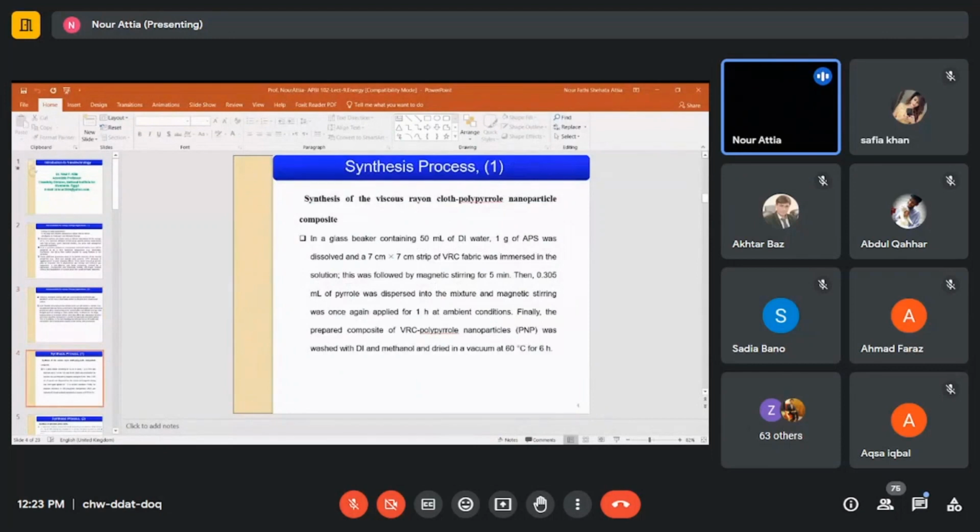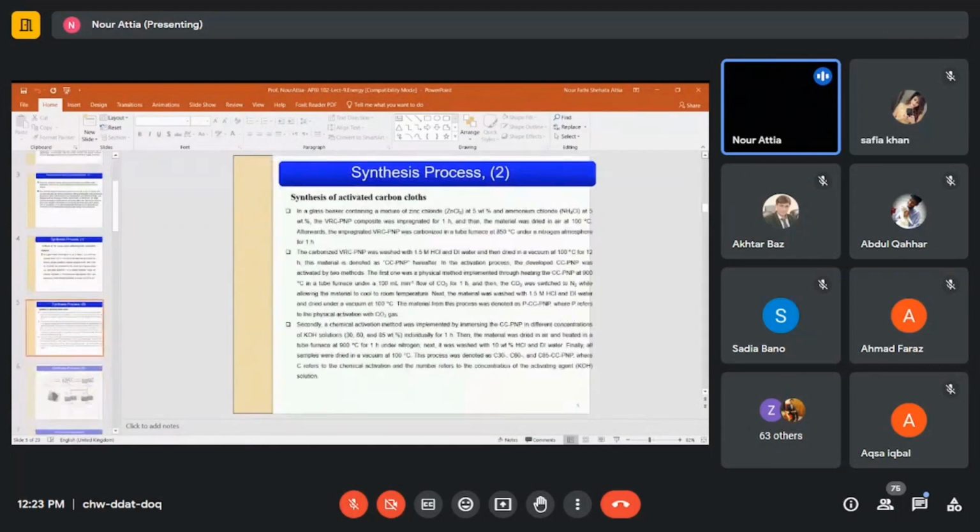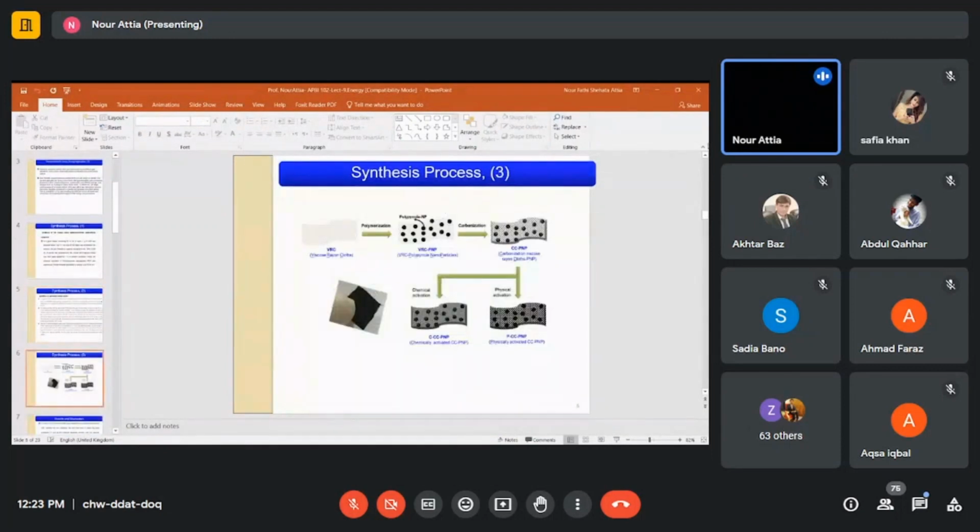Here I will not give much detail, I will just give the picture, because it gives a sense of what we do. We used nanoscale material to develop a double-sided nanoporous material. Initially, we take the viscose rayon cloth. Then we make a polymerization of polypyrrole nanoparticles on the surface. Then we carbonize. Then finally we activate physically and chemically. Then we get some very interesting materials.